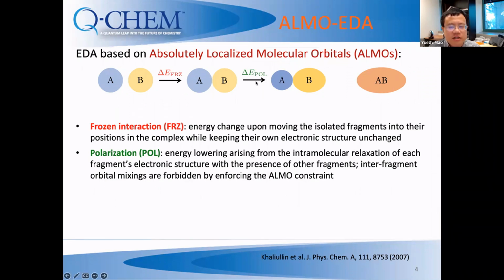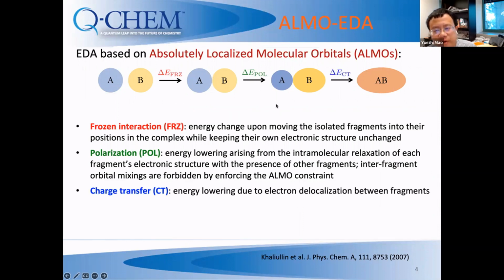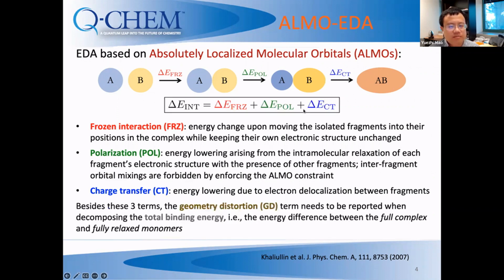And this energy change is defined as the polarization energy. And finally, we remove other constraints so charge flow between different fragments will be enabled. And this final energy lowering is defined as the charge transfer energy. So using these three terms defines the first generation of the ALMO-EDA method.